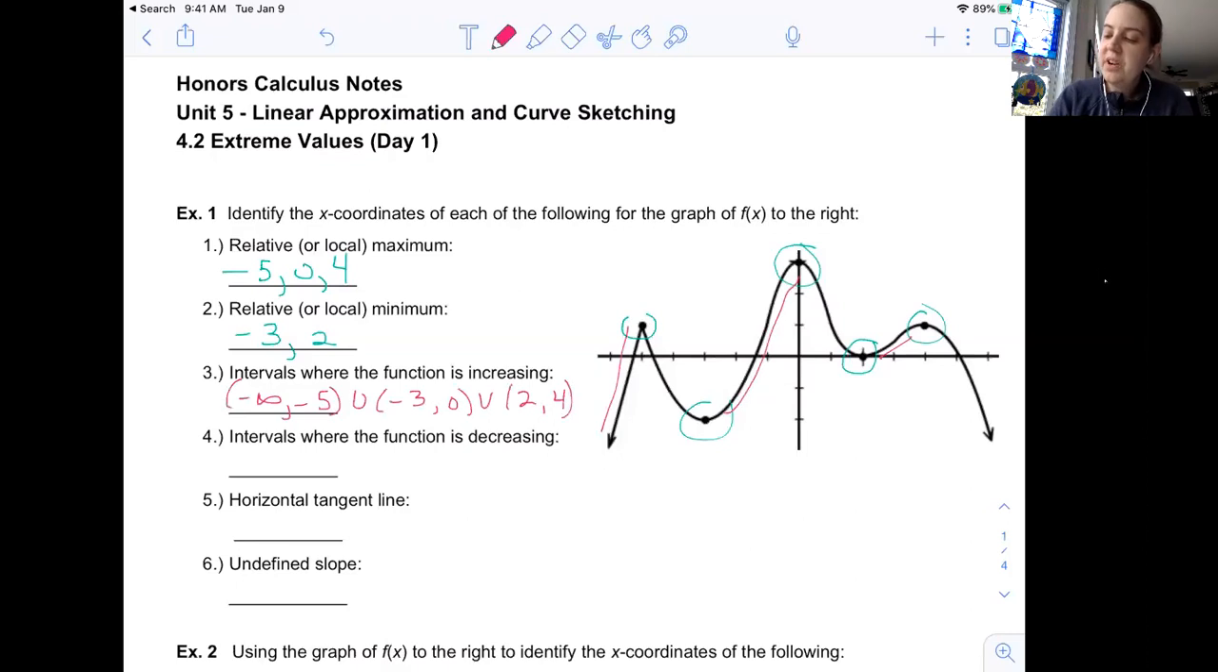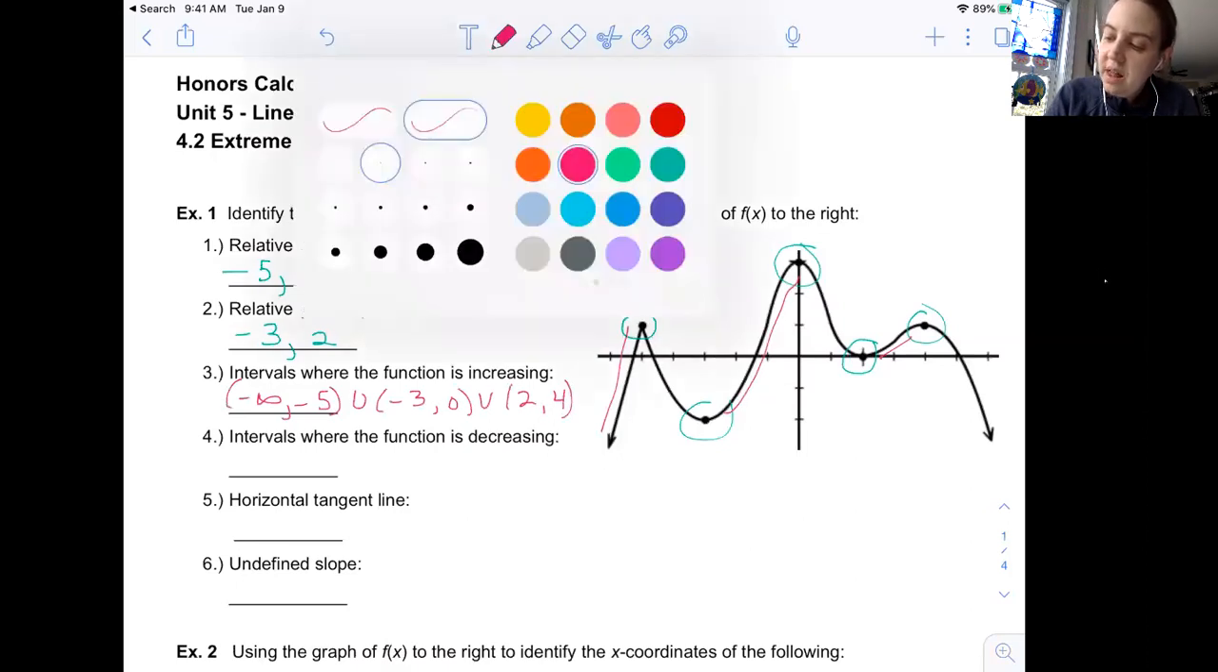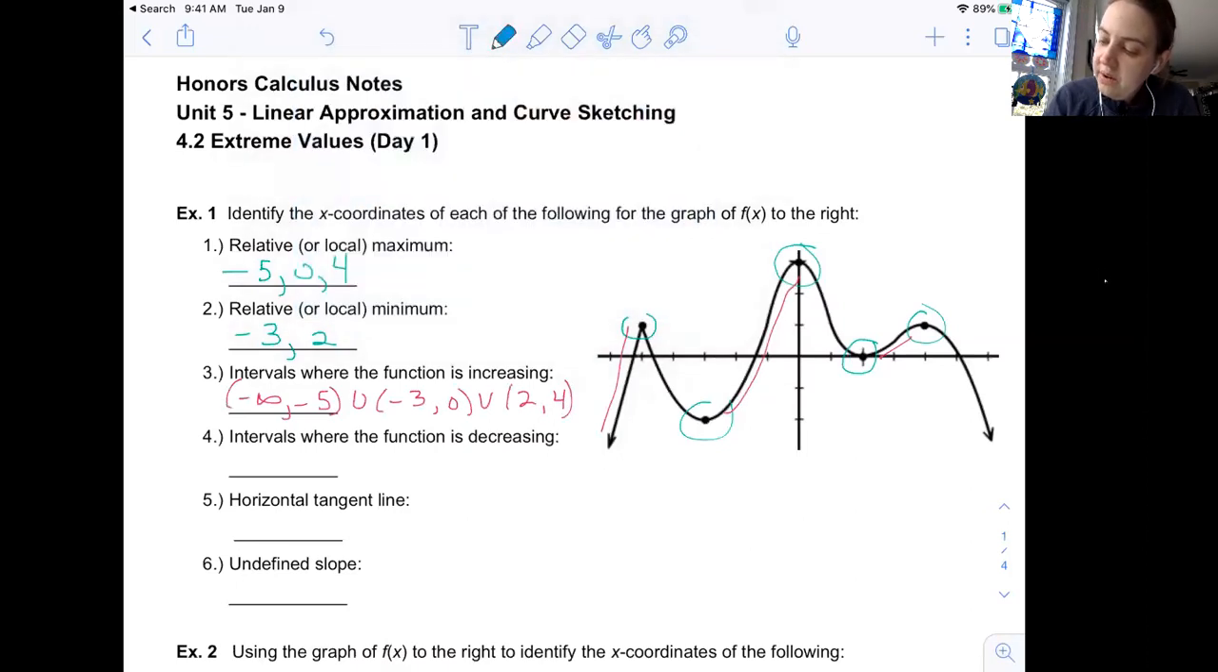The intervals where the function is decreasing. So we're going downhill between -5 and -3. We are also going downhill between 0 and 2. And we are going downhill from 4 to infinity.